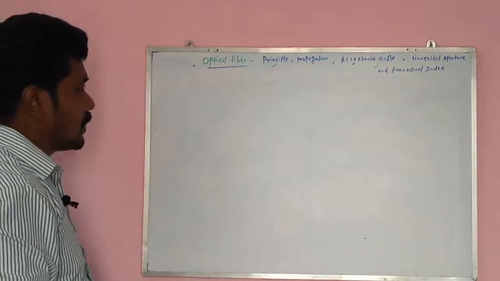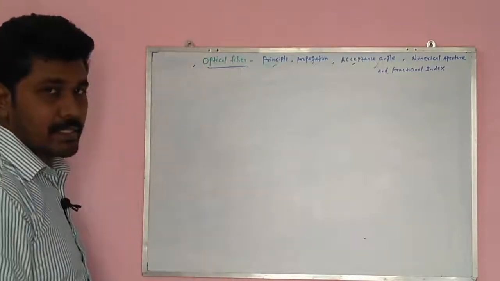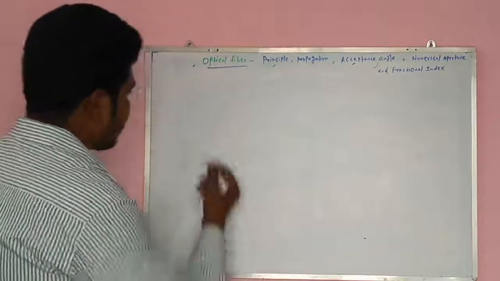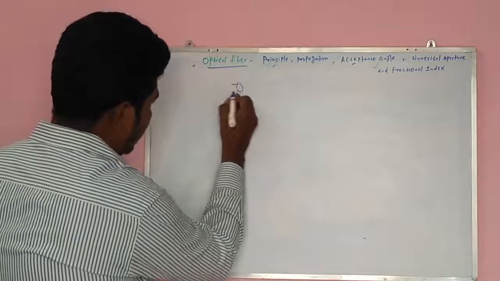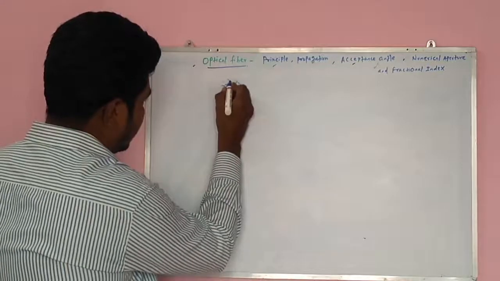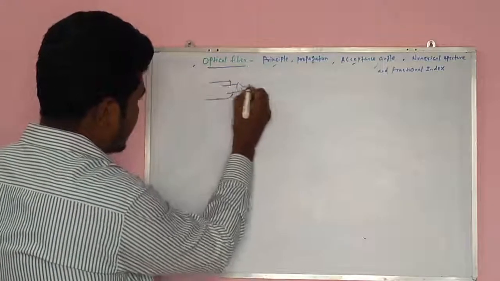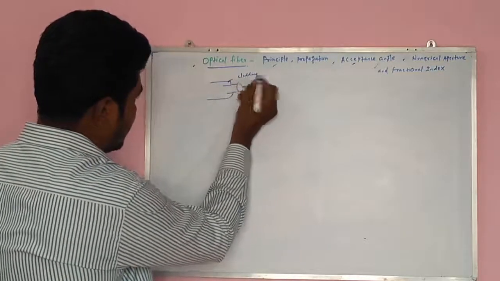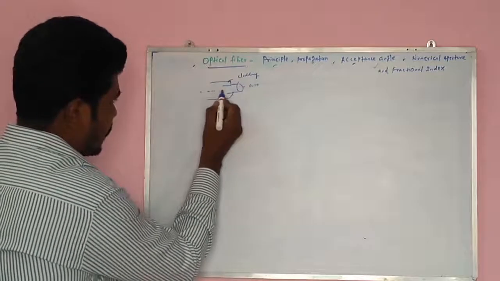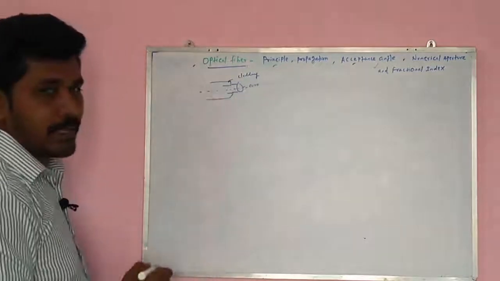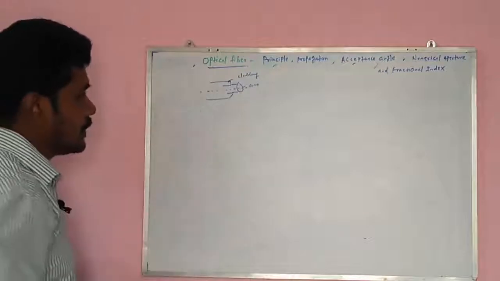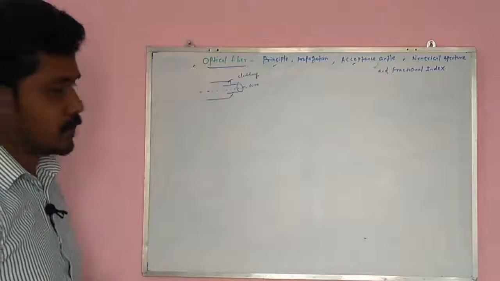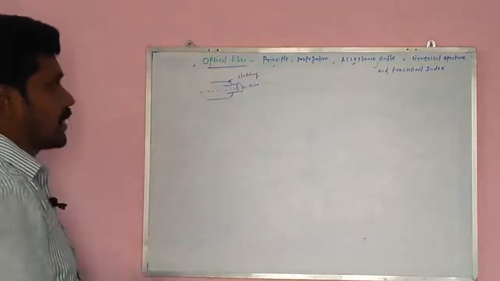So this optical fiber has different layers. The first, inner layer is the core layer, and the outer layer is the cladding layer. So light enters the inner layer, the core layer, and the cladding layer surrounds it. Light propagates in the core medium. The basic principle of optical fiber is total internal reflection. So total internal reflection is the basic principle of optical fibers.